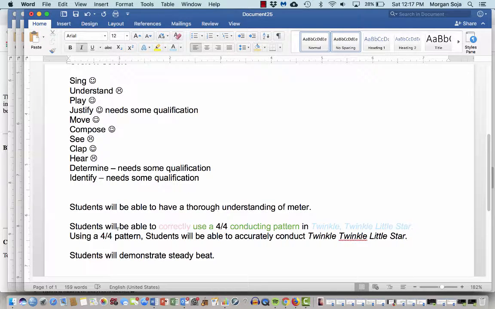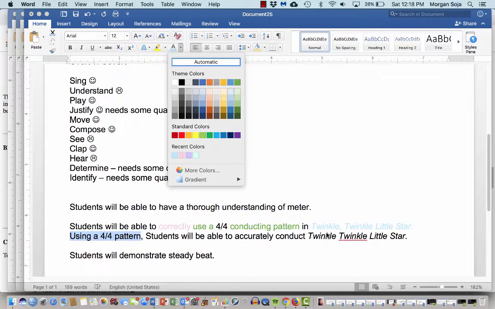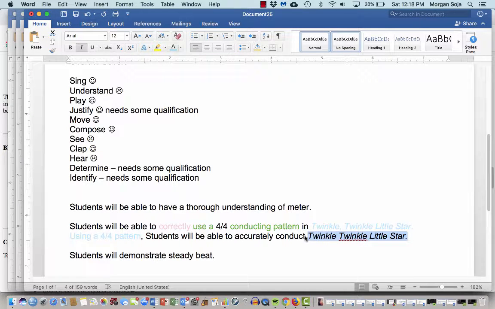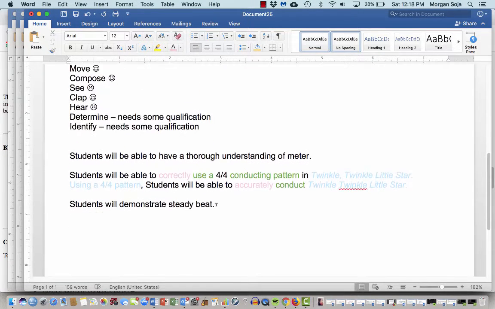But is that clearer? Using a 4/4 pattern, students will be able to accurately conduct Twinkle Twinkle Little Star. Either one of them is correct. But this is sort of our condition here. This is how we want them, the means by which we want them to do the thing. And Twinkle Twinkle Little Star is like our musical context as well. And then we've got conduct, right? That's a verb. That's an observable verb that we've got right there. And then accurately is the extent to which they would do it. Great. So either of those is correct. I think maybe the second one is a little bit more clear, right?